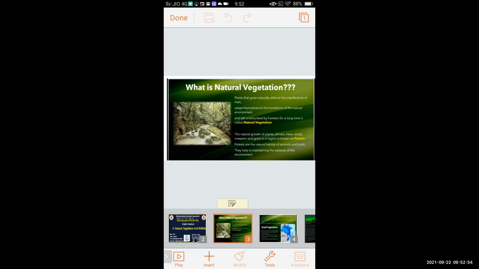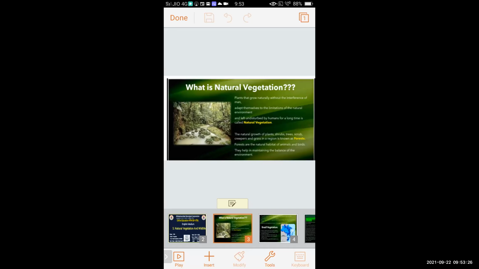So that is not natural vegetation. Natural vegetation is the vegetation where plants grow naturally without the interference of man, adapt themselves to the limitations of the natural environment, and are left undisturbed by humans for a long time. The vegetation which is totally dependent on nature, in a natural atmosphere, is called natural vegetation.